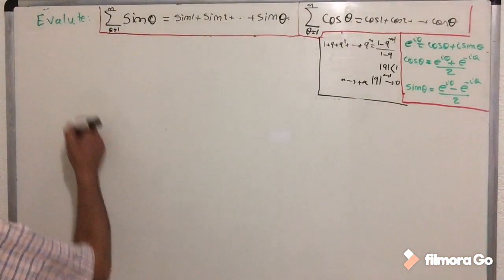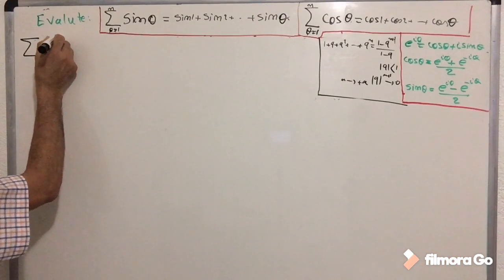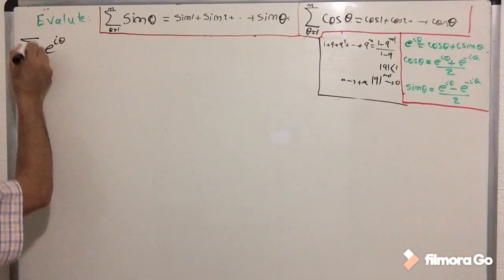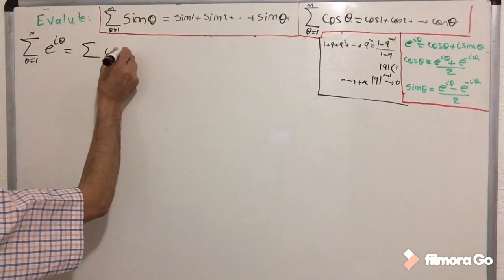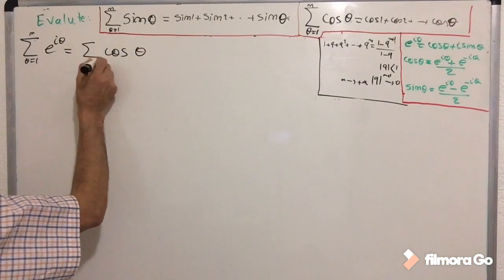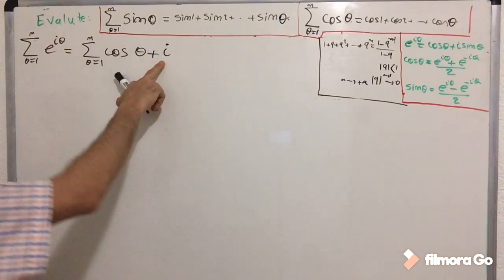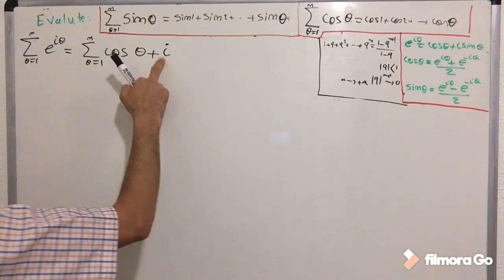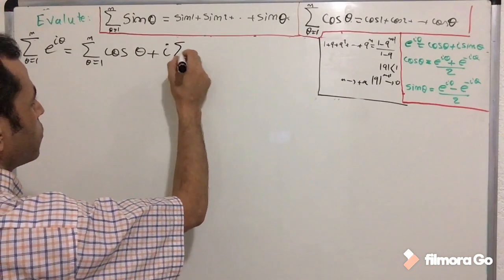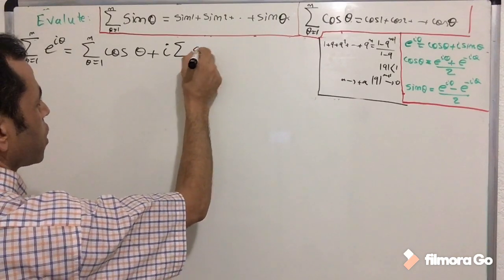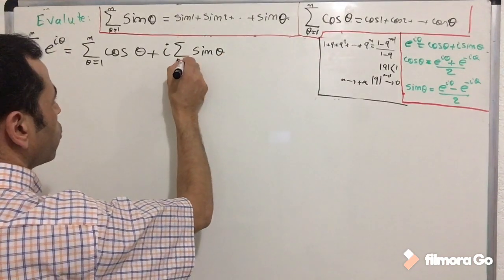Let's start now. We have the sum of exponential i theta from 1 to n, right? Equal to the sum of cosine theta, always from 1 to n, plus i. This is the complex number now. We are using the complex number from the beginning, okay? So it is a sum, after that the sum of sine theta, theta always from 1 to n.